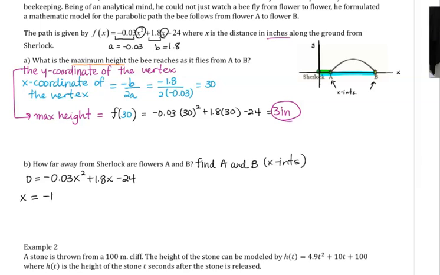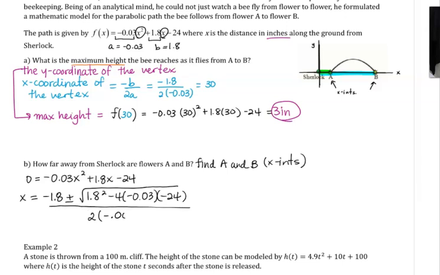negative b, so that would be negative 1.8, plus or minus the square root of b squared, so that's 1.8 squared, minus 4 times a, which is negative 0.03, times c, which is negative 24. All of this is divided by 2a, so this is all divided by 2 times negative 0.03. And so now I'm going to evaluate this and see what we get.